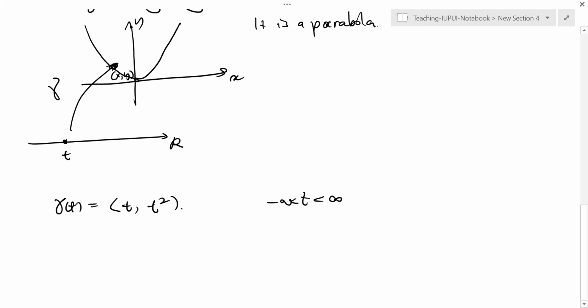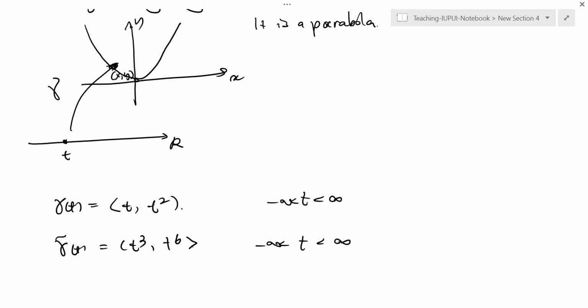But this is not a unique parametrization. There's another one: t cubed, t to the power 6. This also gives you a parametrization. So parametrization for a curve is not unique. This is just a simple example.